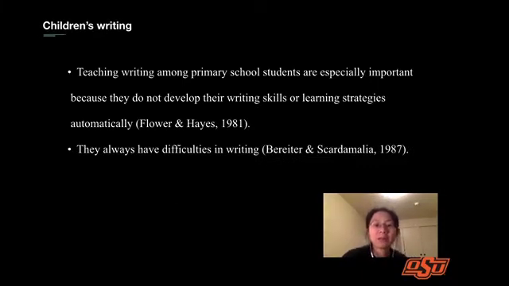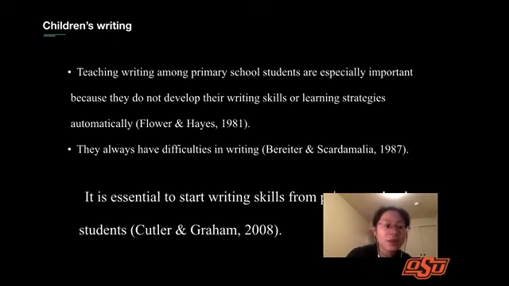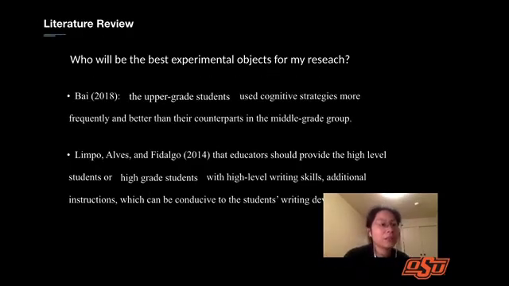Teaching writing among primary school students is especially important because they do not develop their writing skills or learning strategies automatically, and they always have difficulties in writing. Just imagine when we were a child, how did we organize our ideas? Then did we have our own difficulties in writing? I bet we did have some. So it is necessary to start teaching writing skills from primary school. And now let's move to the literature review.